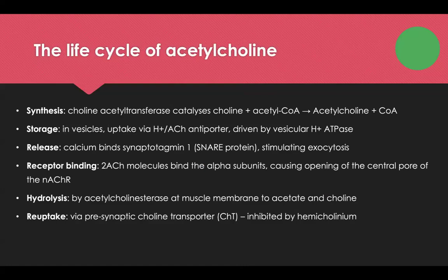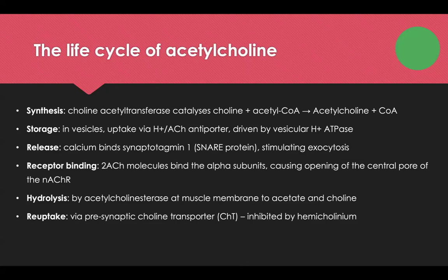Acetylcholine, it's important for your exam that you understand the life cycle and how it's produced, stored, and released. So choline acetyltransferase catalyzes this reaction between choline and acetyl-CoA. So you end up making acetylcholine and CoA again. This is then stored, like I said, in vesicles. There's an antiporter protein which is able to take up the acetylcholine driven by this active transport process. It's released when synaptotagmin, 3, not 1, not 3. So the snare protein binds to the vesicle and stimulates exocytosis.